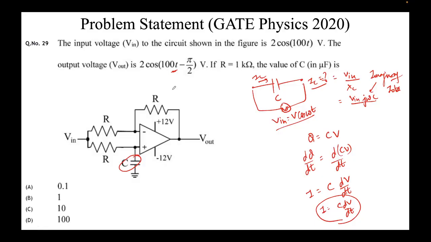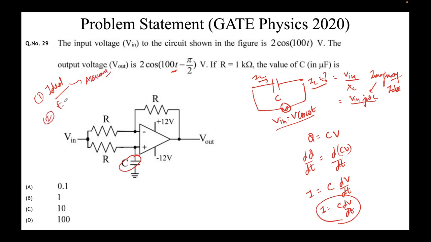Right, okay, so this is the thing. Again, our approach will not change, it will remain the same. Check the three steps. First, is it an ideal op-amp? So let's see, does the question say anything? Input voltage, no, nothing is said. Assume that it's ideal. Very good.